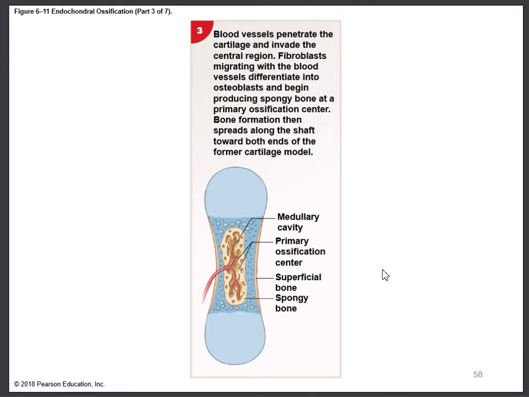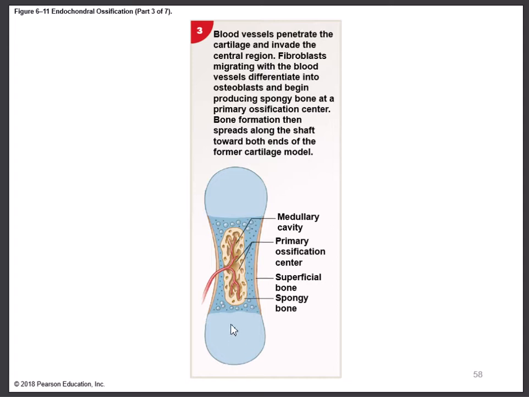Now, in step 3, notice the blood vessel isn't just up against the diaphysis at this point, it's actually penetrated into the middle of the diaphysis. So what happens here is fibroblasts, which are cells of connective tissue, migrate in with the blood vessel. As this blood vessel is coming in, it pulls along fibroblasts. Those fibroblasts convert into osteoblasts. Again, whenever you hear osteoblasts, think bone formation.